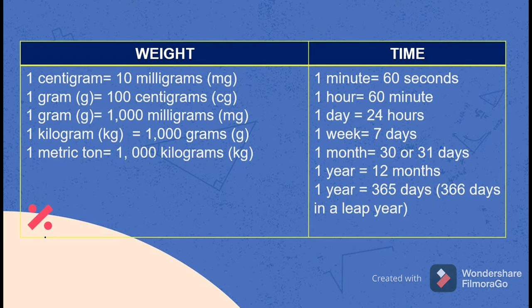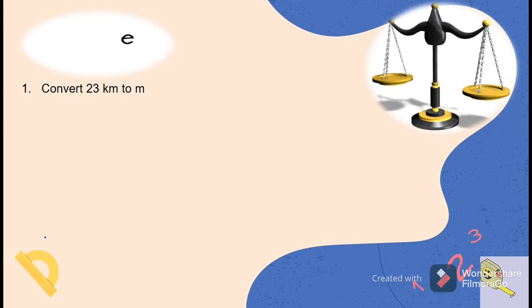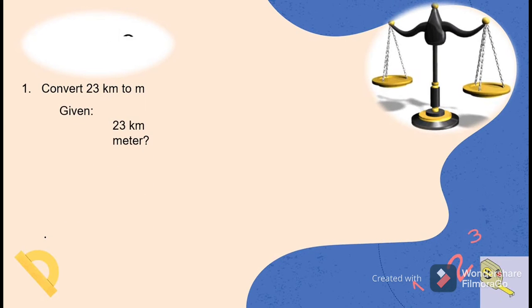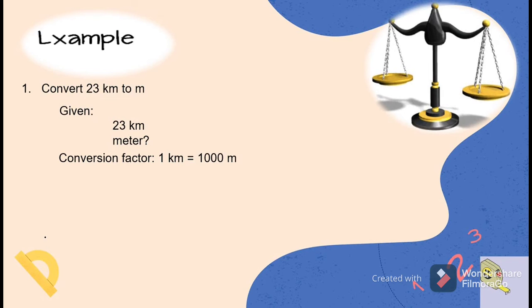Now let's work on an example problem. How can we convert 23 kilometers to meters? First step is to write down the given. In this item, we have 23 kilometers and we need to find the equivalent of 23 kilometers in meters. Second, you need to identify the conversion factor. Here's the conversion factor. We know that 1 kilometer is equivalent to 1,000 meters.